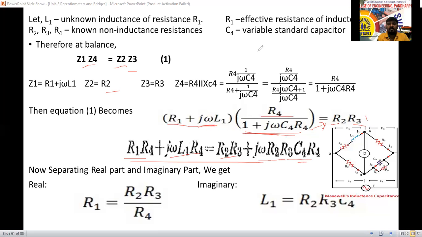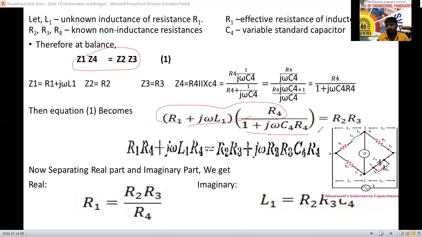So what I have done here: substituted the Z1, Z2, Z3, Z4 values in equation number 1. Next we have split this equation. This complete is one term, and by sending the denominator to the RHS, this is one term I have made. By splitting the terms, R1 R4 plus j omega L1 R4 equal to R2 R3 plus j omega R2 R3 C4 R4, we get one equation. Now separate the real term and the imaginary term. By separating the real and imaginary terms, what equation will we get? Can anyone tell?